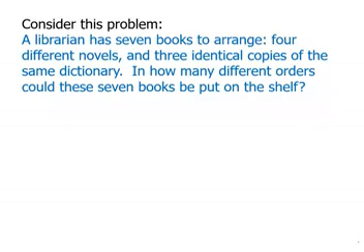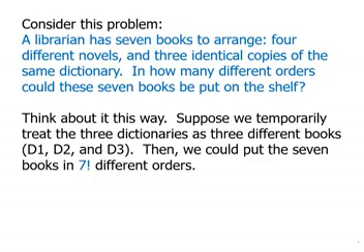Consider this problem. We're going to talk through this problem. A librarian has 7 books to arrange, 4 different novels, and 3 identical copies of the same dictionary. How many different orders could these 7 books be put on the shelf? All right, well, let's think about how we're going to approach this. Think about it this way. Suppose we temporarily treat the 3 dictionaries as if they were 3 different books. We'll call them D1, D2, and D3. Then we could put all 7 books in 7 factorial different orders. All right, that much is clear.